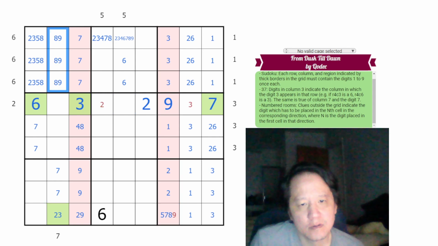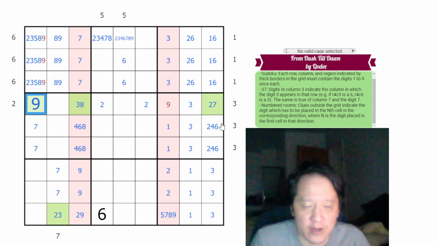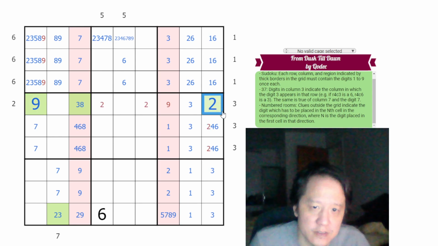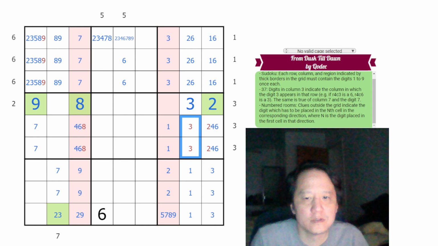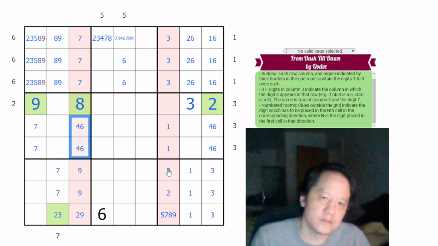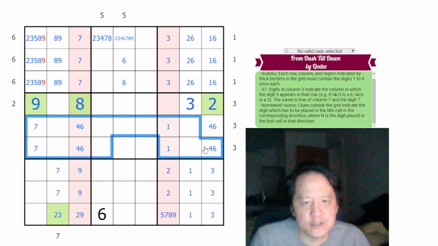I mean, we can try this, but I don't know how much this helps. So if this is 9, that means this is 2, which makes that 3, which makes this 8. So this becomes 1 of 4, 6. That's interesting. Okay, so then none of these can be.